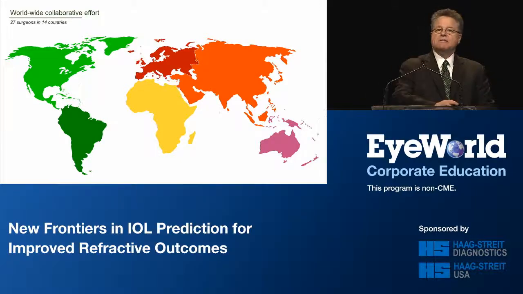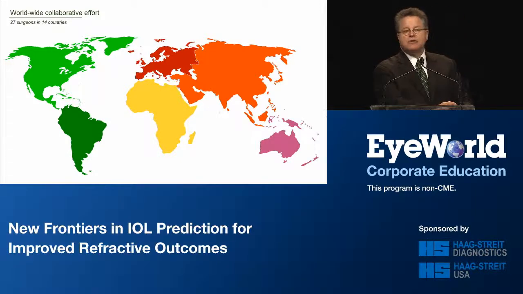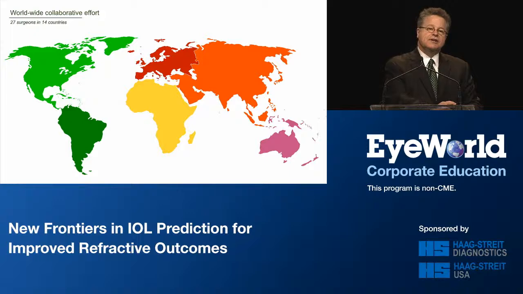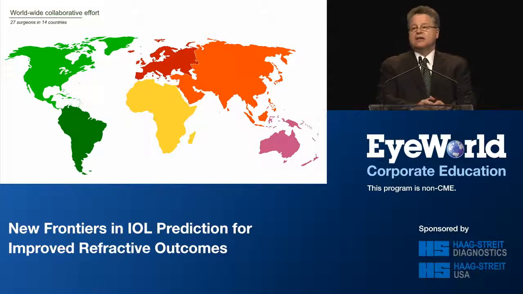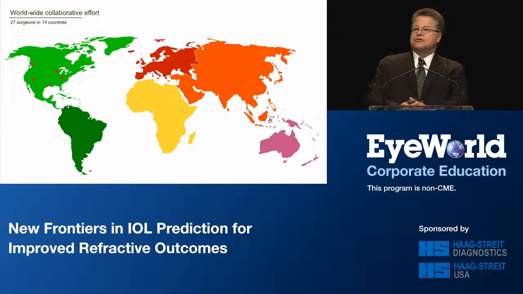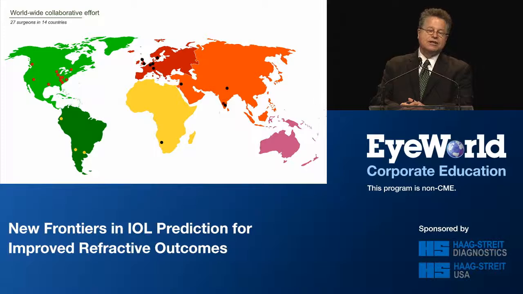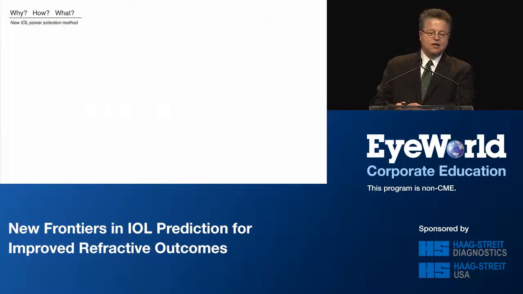Now, most importantly, this is a worldwide collaborative effort. This is not the work of one person. This has been a joint project with Haag-Streit over the last 7 years. In fact, everybody at this podium has been involved in the evolution of this project. This is 27 surgeons in 14 countries in Europe, the Middle East, Africa, North and South America, Asia, India, and Australia. So again, it's a worldwide collaborative effort, and as Doug mentioned, it's constantly expanding and constantly evolving.